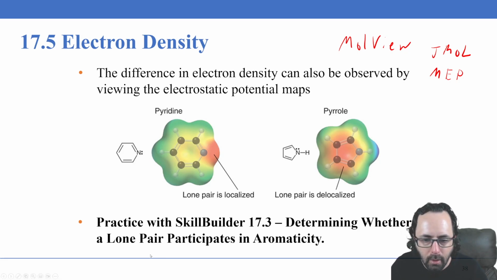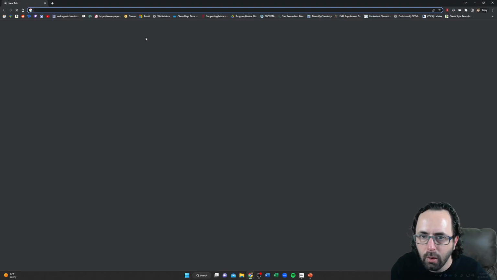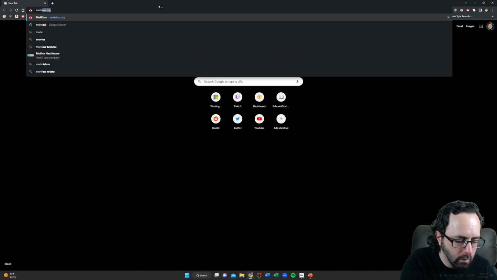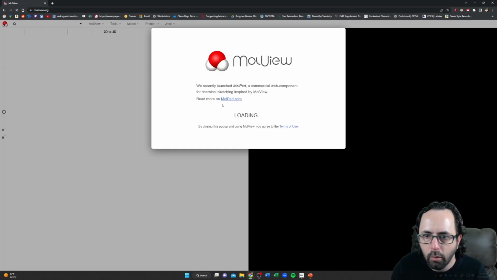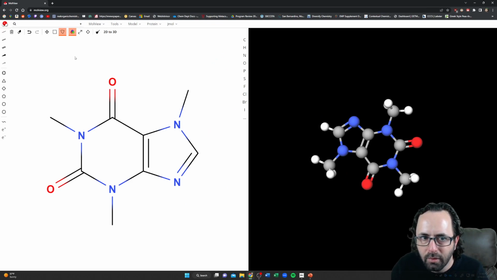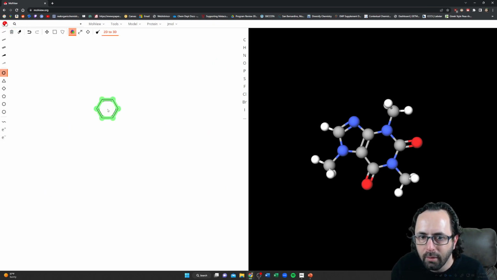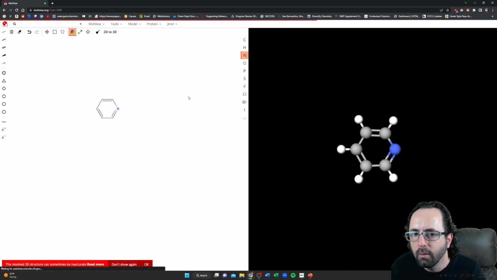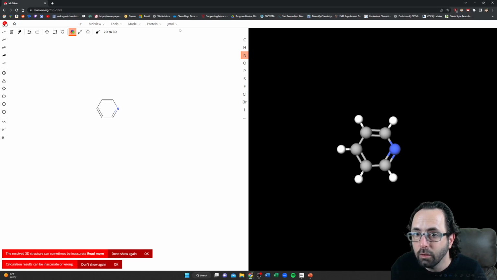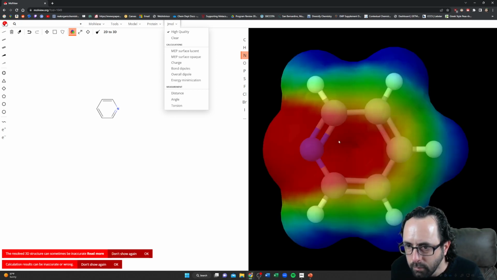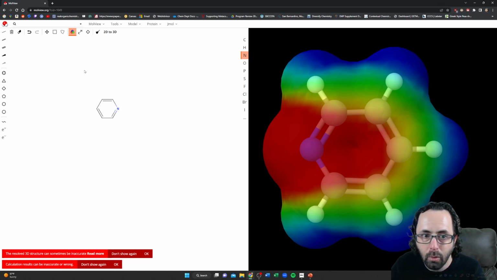Those electrons are delocalized across the ring. Just to demonstrate for you here, if you go to MolView, you can take a look at any of these for yourself if you want to see the localized or delocalized. This is a really good way of verifying for yourself this kind of conjugation or aromaticity or not. So you can see here, if I choose JMol and the MEP surface lucent, we will see that that electron density here is very localized around the nitrogen.